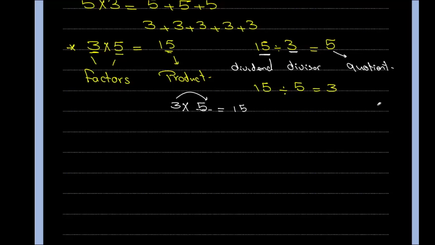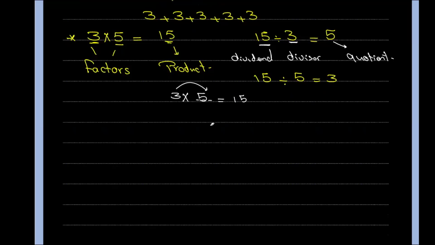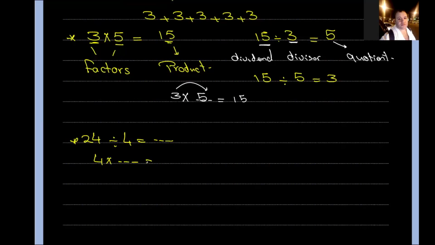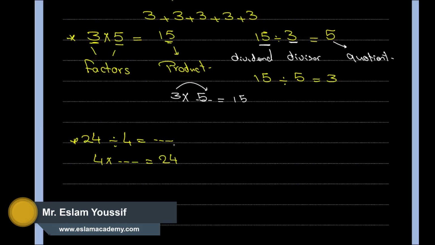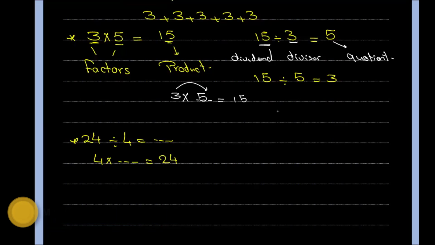What is your question, Muhammad? Teacher, I don't understand the divide. How do you find the answer for division? It depends on whether you know the timetable or not. When I say 24 divided by 4 equals, what is the number that, if you multiply it by 4, the answer is 24? It depends if you know the timetable or not.